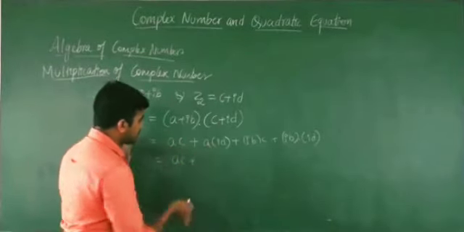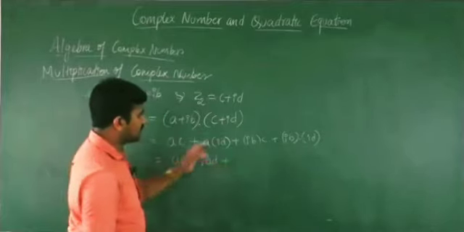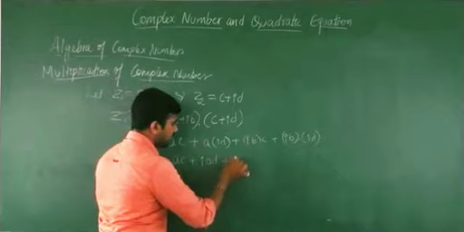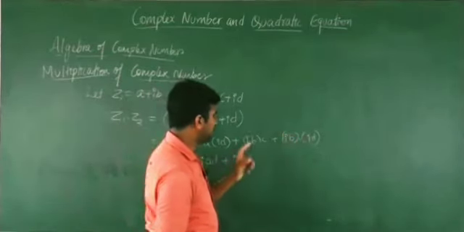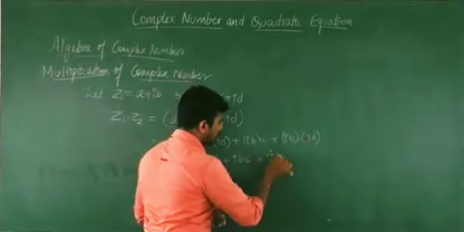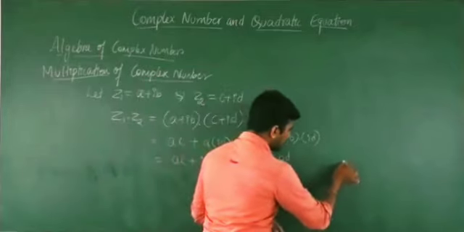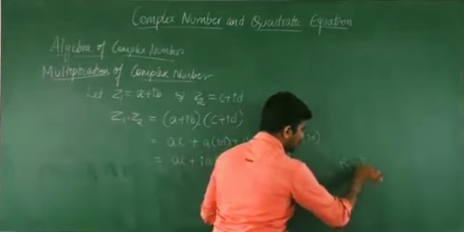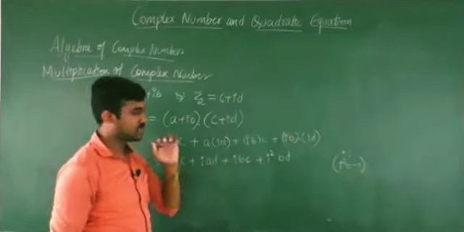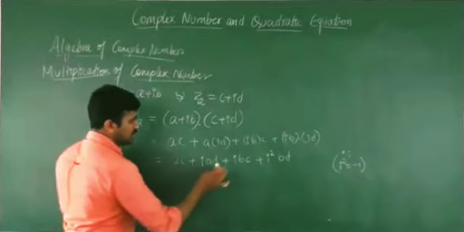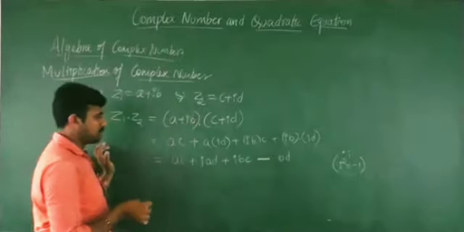One step over. Next again a into c, ac only. A into i into d, this I can write as i into ad, plus ib into c, that is nothing but ibc, and i into i square b into d, okay. But we know i square is equal to minus 1. The value of i square is what? Minus 1. I can replace that. Okay. So, what will get here? I can write i square as minus 1 into bd, that is minus bd.